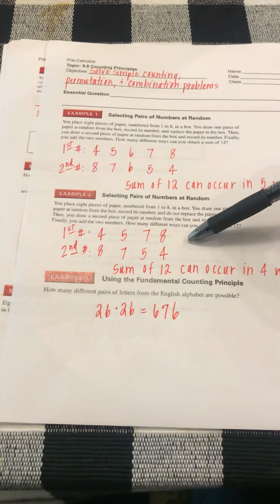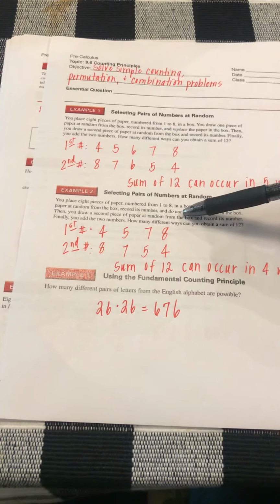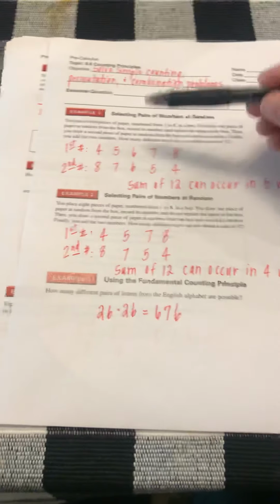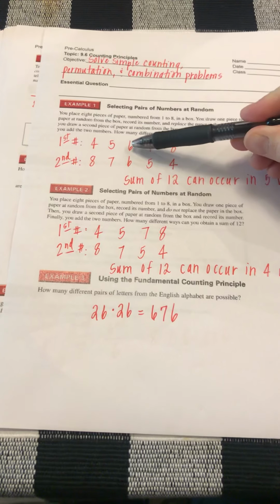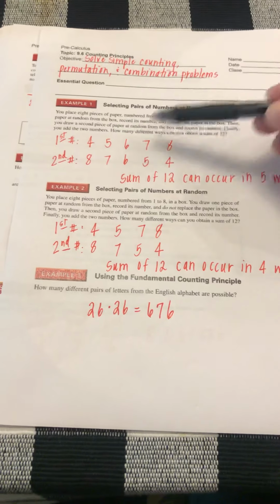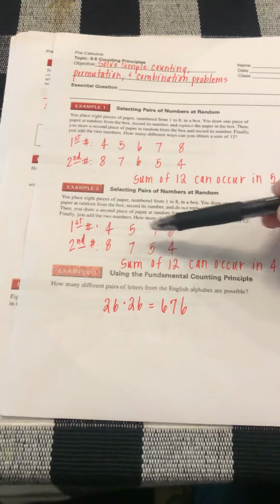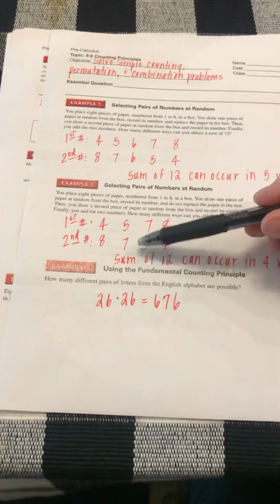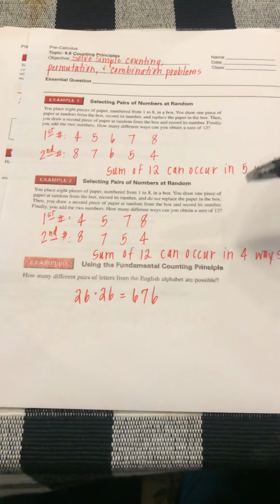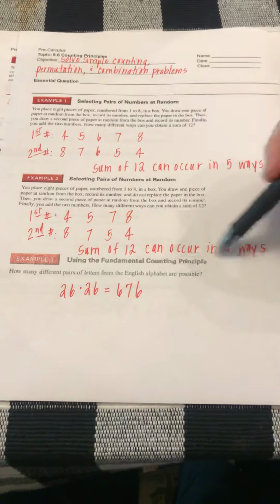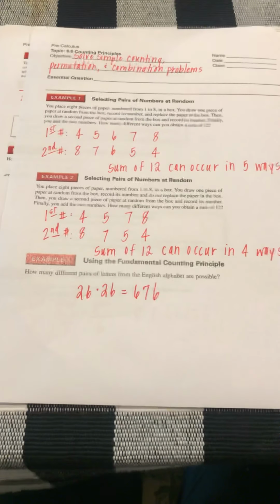Example 2 is very similar, except you cannot replace the paper in the box. So like on example 1, I could draw 6, replace it, and I could draw 6 again. On this one, I could draw 6 the first time, but I can't draw it again. So 6 is out because 6 plus 6 would be the only way to make 12. And that would occur in 4 ways.